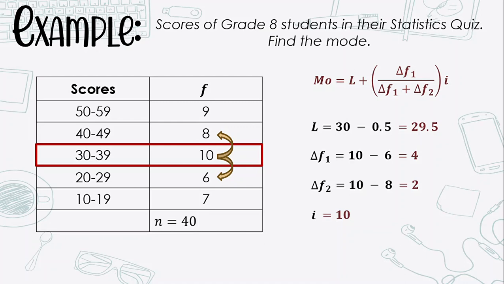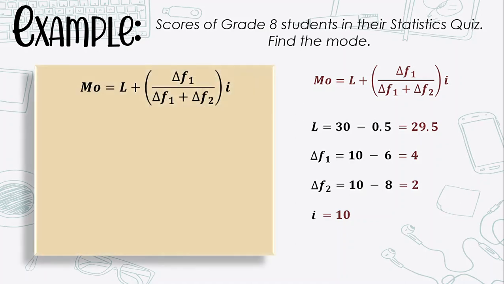Now we have all of the variables in our given formula. We can now just plug in the values. So we have Mo = L, which is 29.5, plus Δf1, which is 4, over Δf1, still 4, plus Δf2, which is 2, times i, or the class size, which is equal to 10. So we have 4 over 4 plus 2. Again, compute the values inside the parentheses first. So 4 over 4 plus 2 is 4 over 6.